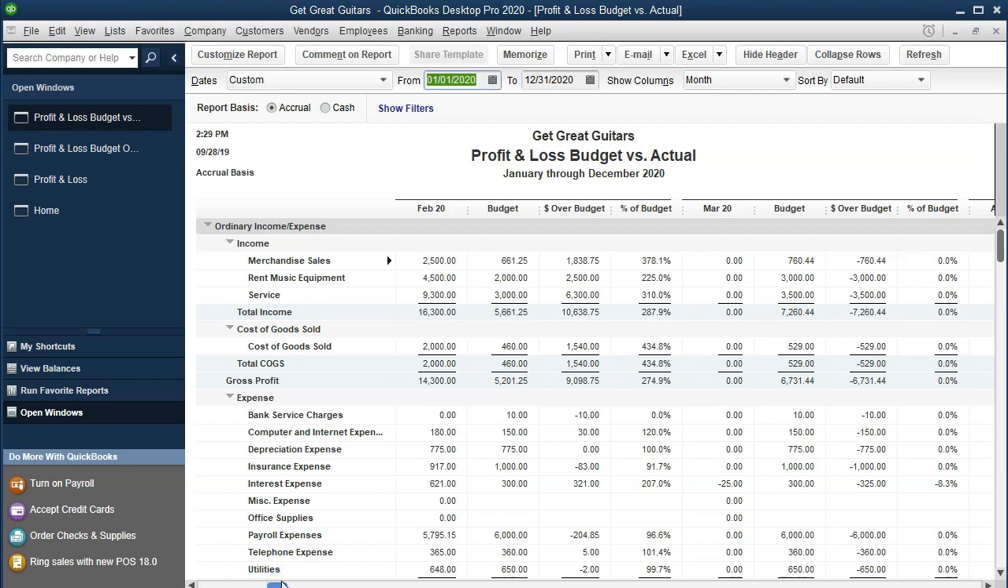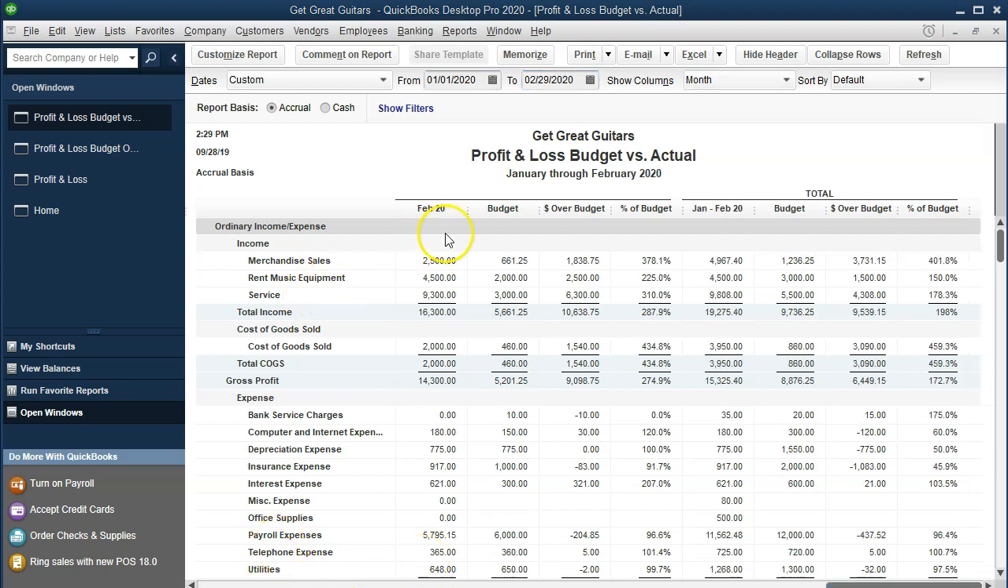So we can then say, let's make this from January 1st to 02/29/20, and then our budgeted numbers and our actual numbers by month. So we have the first month here. It's going to be showing the latest month first. So we've got the month of February. This is the actual number. We then have the budgeted number, the difference in terms of the dollar change, and the percentage of the budget.